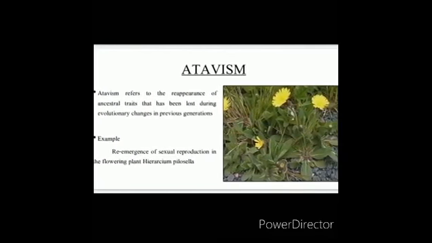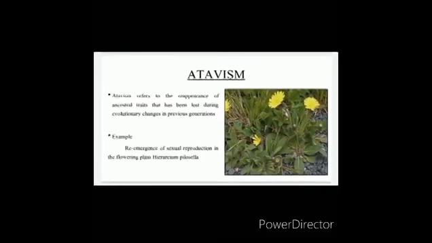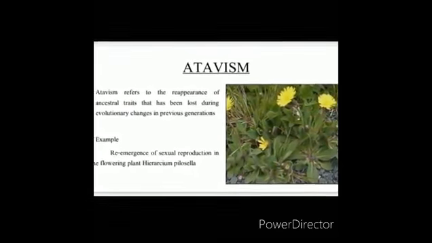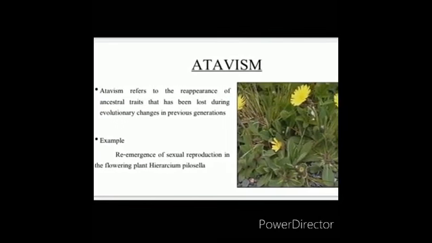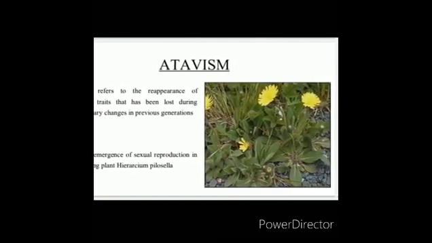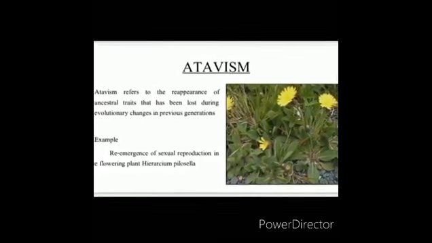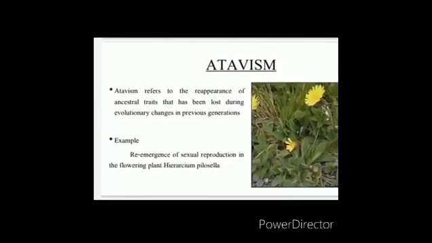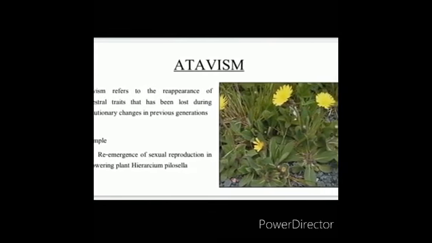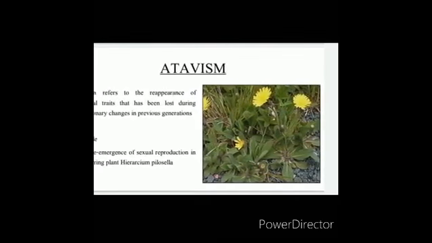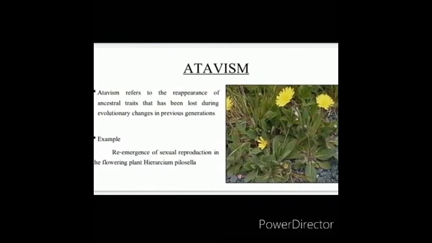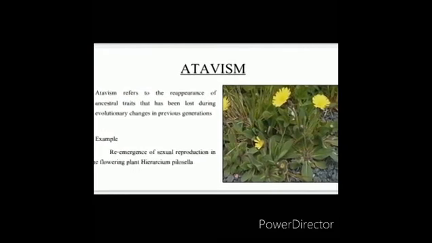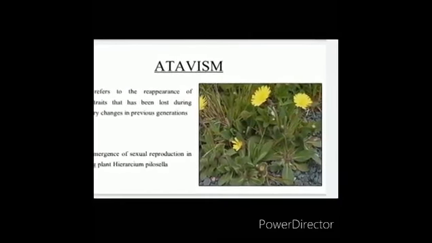For example, re-emergence of sexual reproduction in the flowering plant Hieracium pilosella. Once it reproduced by apomixis, that is by vegetative reproduction. But in the next generation, this plant produces by apomixis and also by the sexual mode of reproduction. This sexual mode was suppressed in the previous generation but reappeared in the next generation. It's the best example for atavism.